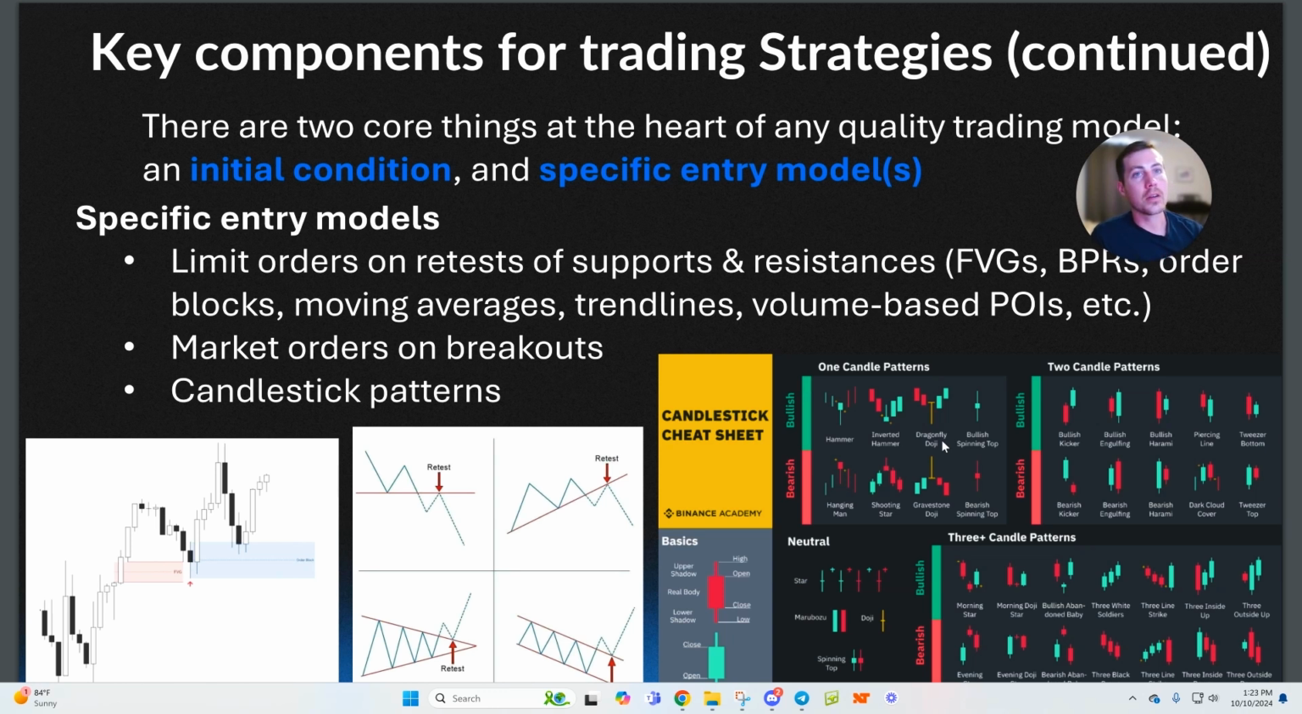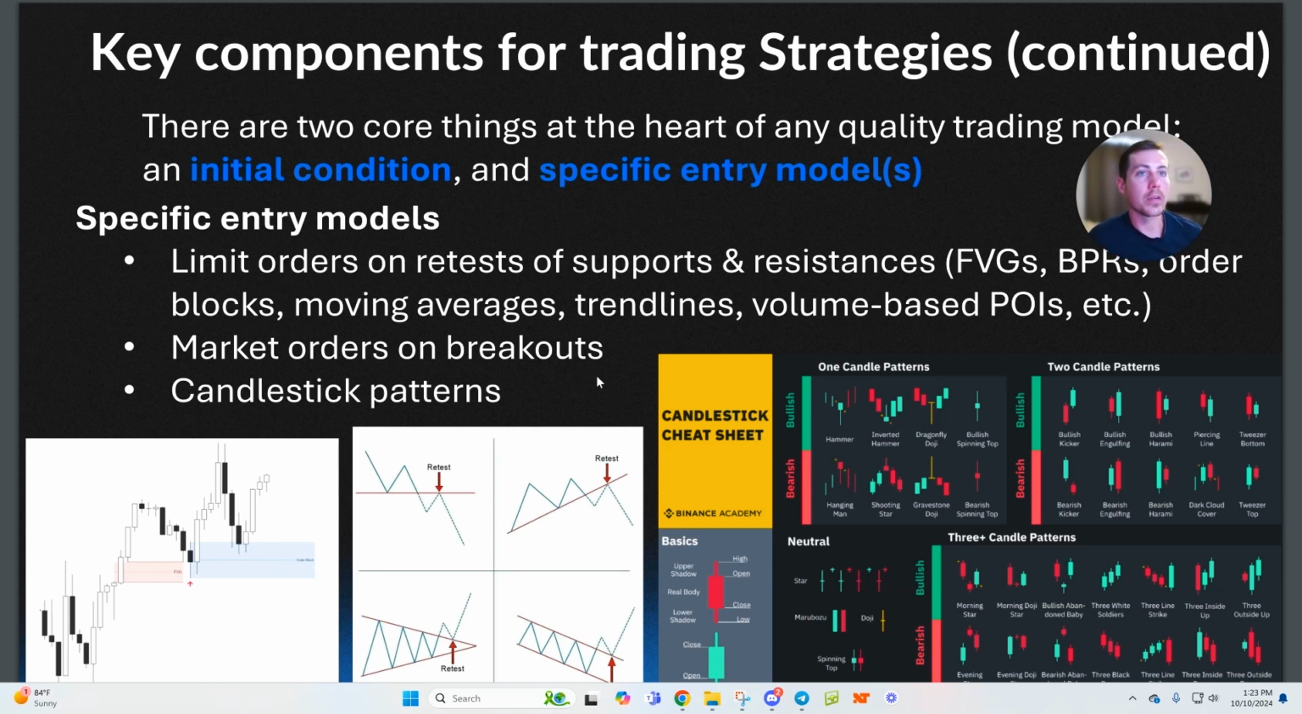But the whole point of these entry models is you want it to be very specific on when exactly, black and white, no subjectivity, when am I going to enter the trade, and whether that's based on a pullback, a retest of a level, and that's where I'm going to enter, or if it's a breakout and I'm going to market enter at that point.